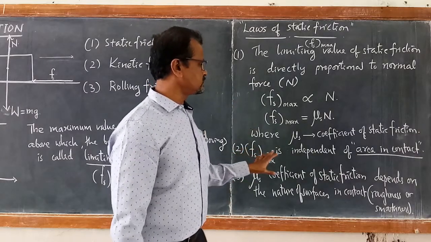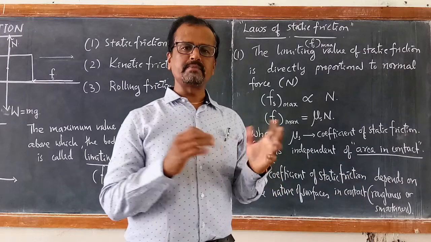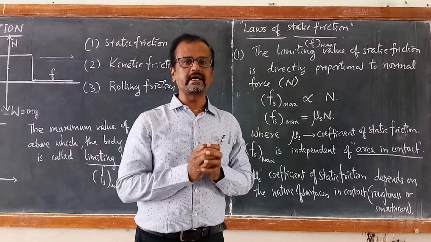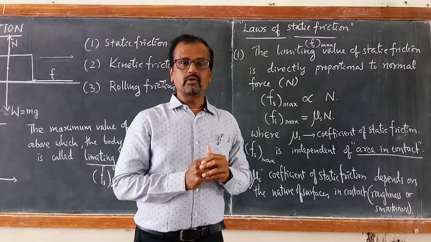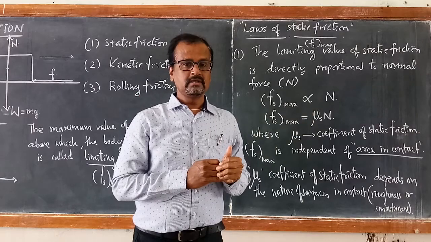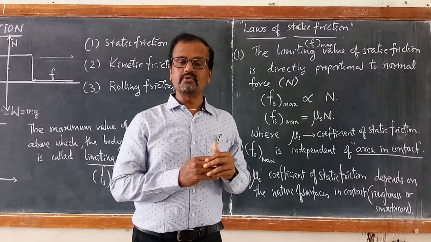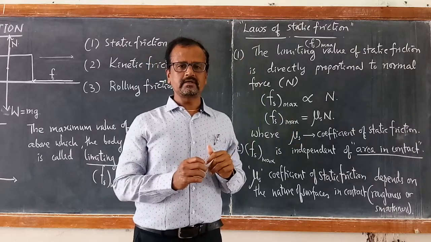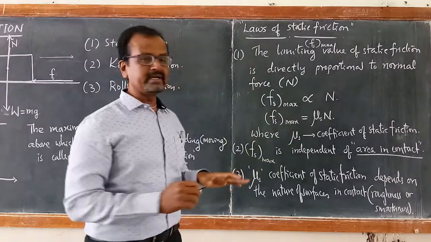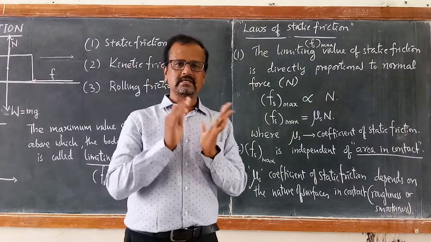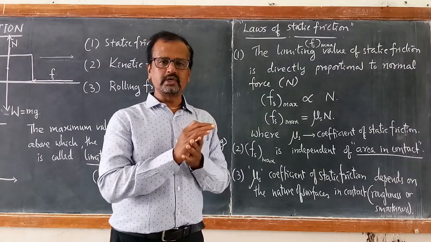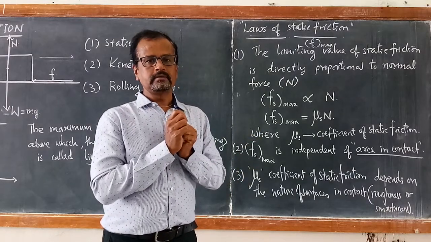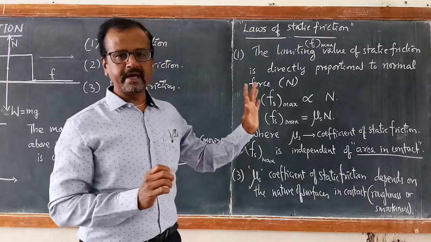These laws of static friction are obtained from experimental observations. These are just empirical laws, not exact laws like Newton's law of gravitation, Coulomb's law of electrostatic force, and the laws of magnetic force. Those are exact laws. These are empirical laws, which means they are just experimentally observed, and they are helpful for calculations. I think you got the meaning of empirical laws.